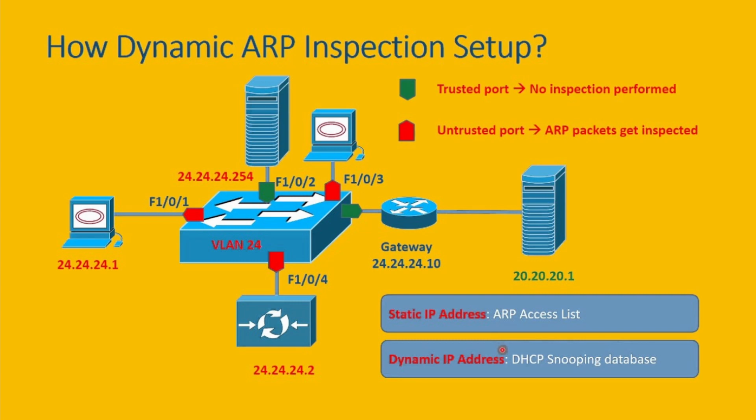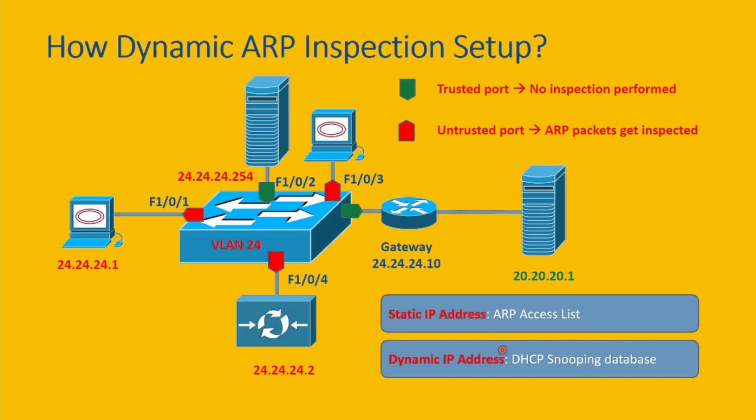Configuring Dynamic ARP Inspection. Implementing DAI involves configuring it on your network switches. The process can vary depending on the switch vendor and model, but typically, it involves enabling DAI on a VLAN basis, configuring ARP ACLs if you're using static IP addresses, and setting the rate limit for incoming ARP requests.